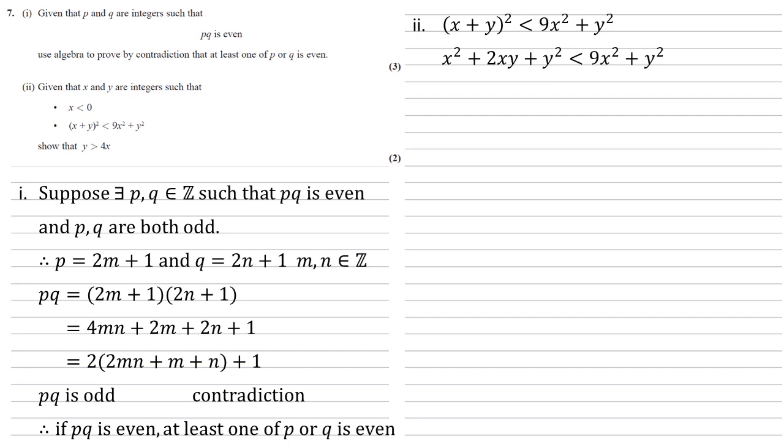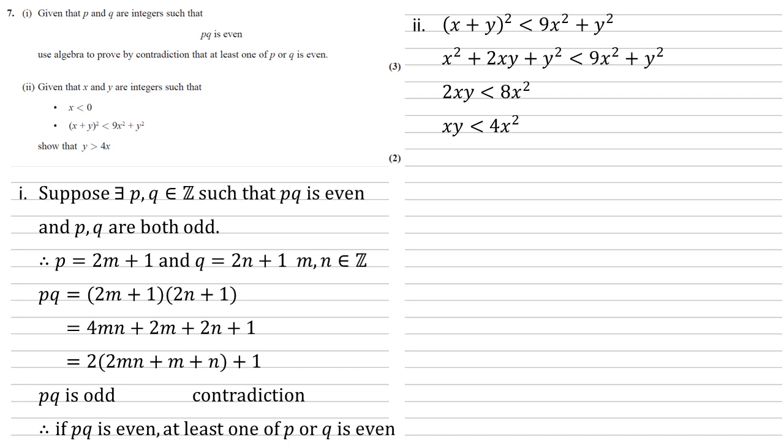Now, as we've got multiples of x² and y² on both sides, we're going to subtract x² and y², which will leave us with 2xy smaller than 8x². And let's just divide by 2 to make this a bit easier to see. We've got xy is smaller than 4x². Now, as we've got x on both sides, we're going to divide by this x, but we are told that x is smaller than 0.